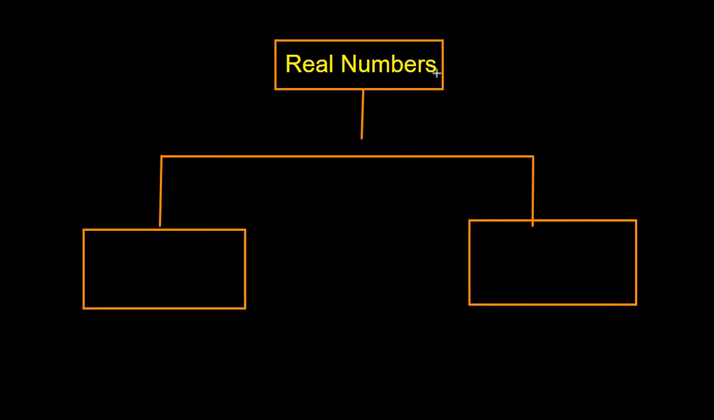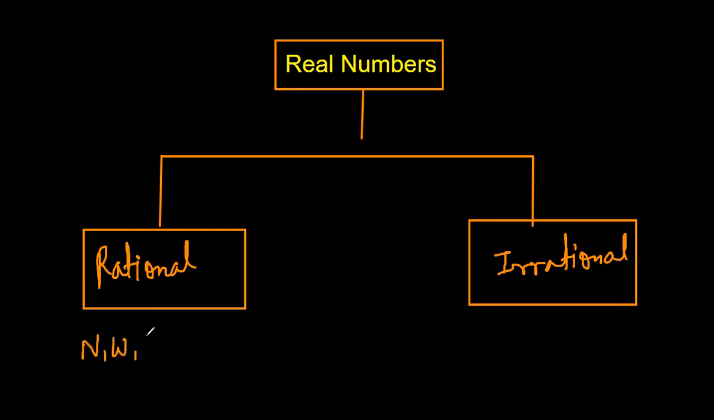So real numbers can be divided mainly in two types: rational and irrational. Now, rational includes all natural numbers, whole numbers, integers, as well as all those numbers which can be written in the form of P by Q. And they include some fractions, non-integral numbers as well.